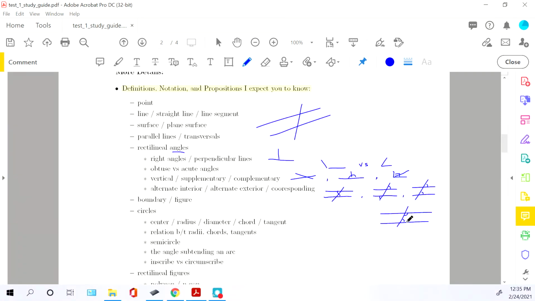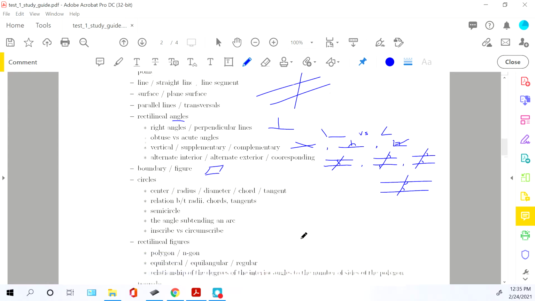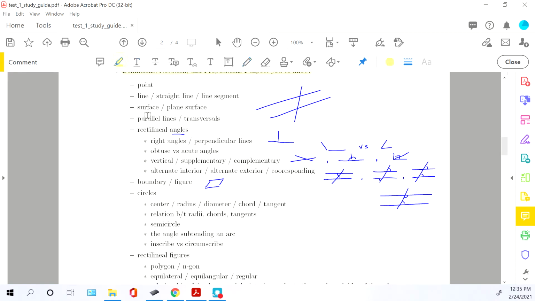They're just different. Okay. I am expecting that you know what a figure is. Boundary. A figure is simply some sort of geometric object, typically a polygon or polygon shape, and the boundary is simply like going around the edge, like the perimeter, if you will. Okay.